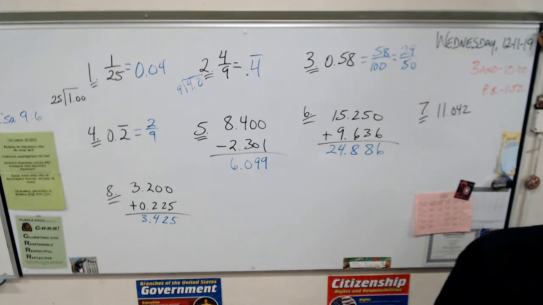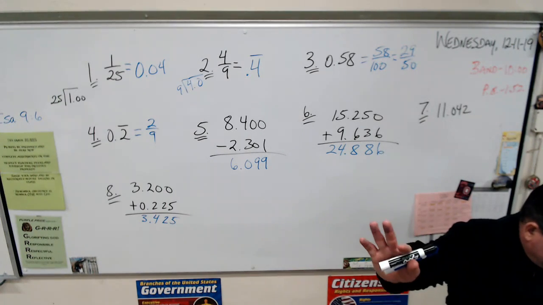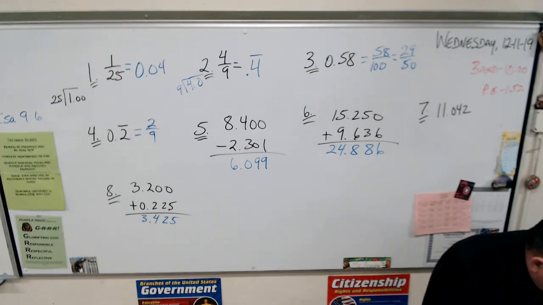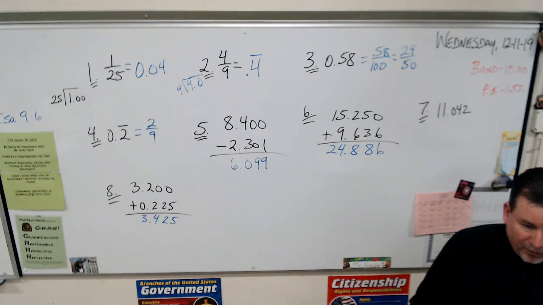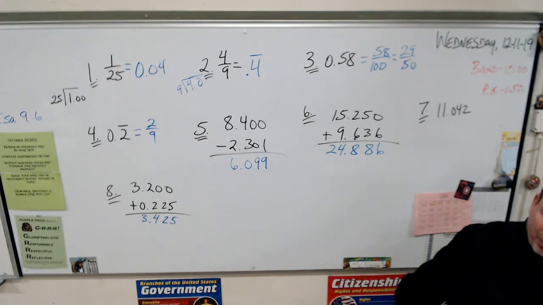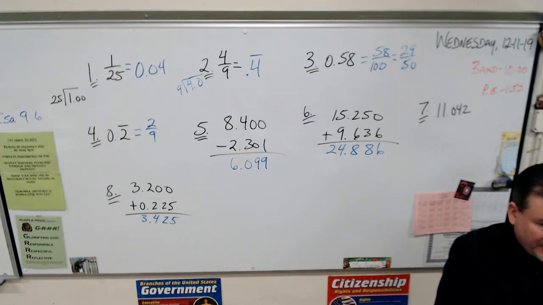Number 9, we're finding products. One's negative, one's positive. What's my final answer going to be? Negative. When it comes to multiplying and dividing, Casey says if the signs are different, it's negative. If the signs are the same, it's positive.